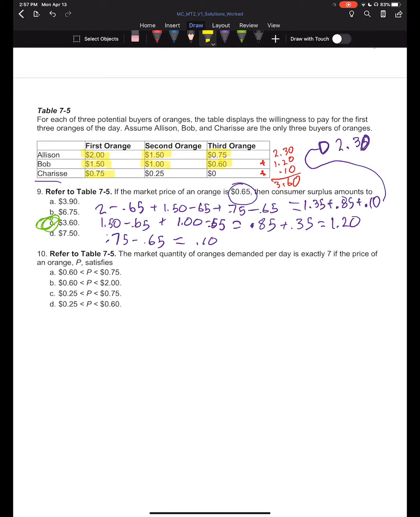So then the price needs to be below 60 cents in order for Bob to consume that 7th orange in this market. But the price cannot go below 25 cents. Otherwise, Charisse is going to consume another orange and we're going to go above 7. So the price needs to be between 25 cents and 60 cents. So then we just go ahead and we look for that. 60 and 75, nope. 60 and $2, no. 25 and 75, no. That leaves us with D.